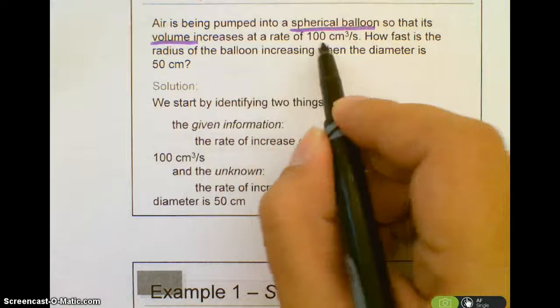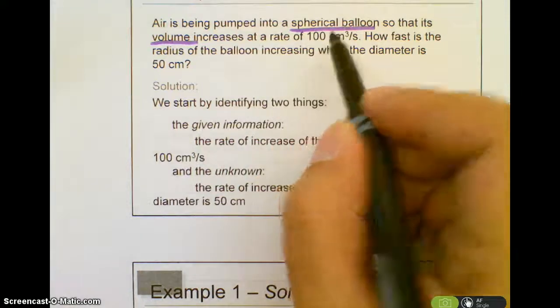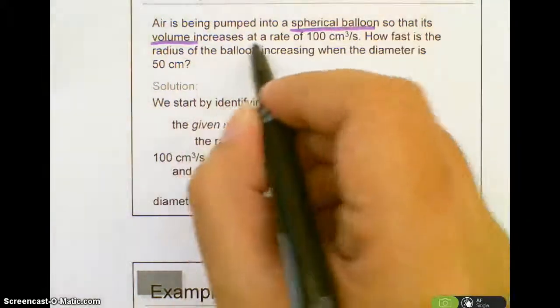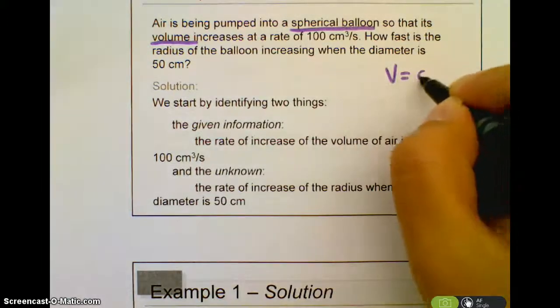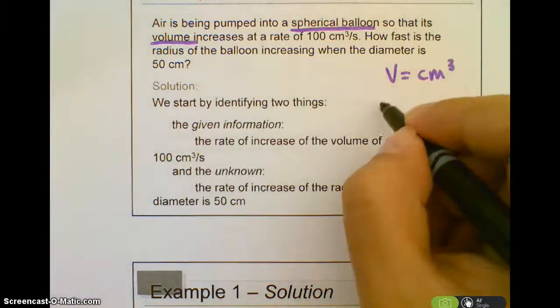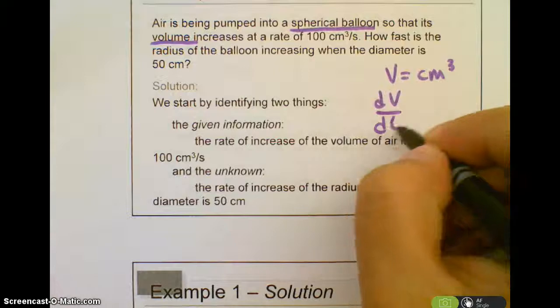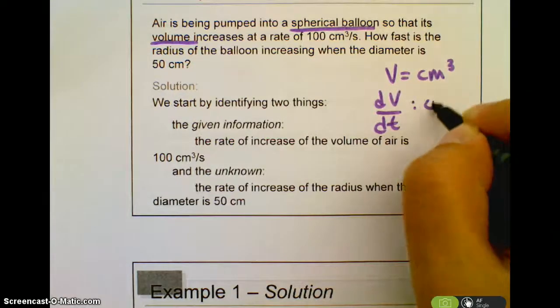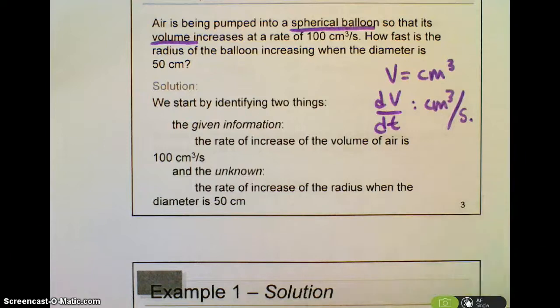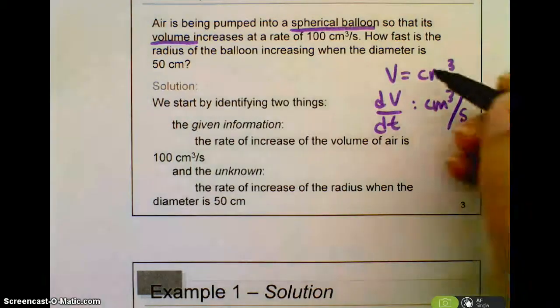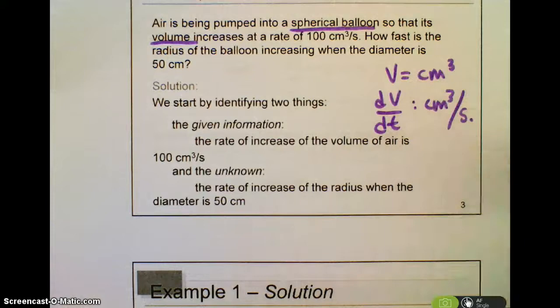It says it increases at a rate of 100 cubic centimeters. The volume would be in cubic centimeters, and therefore the change of volume with respect to time would be in cubic centimeters per second. That means whenever I'm finding some kind of measurement about the balloon, it's going to be in centimeters, and the time will be in seconds.